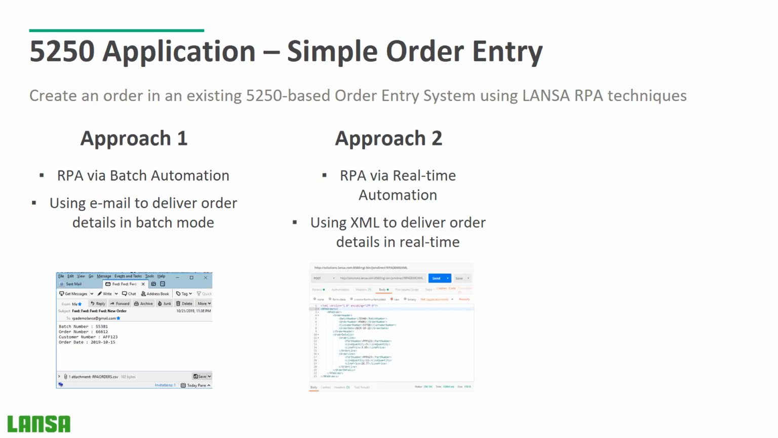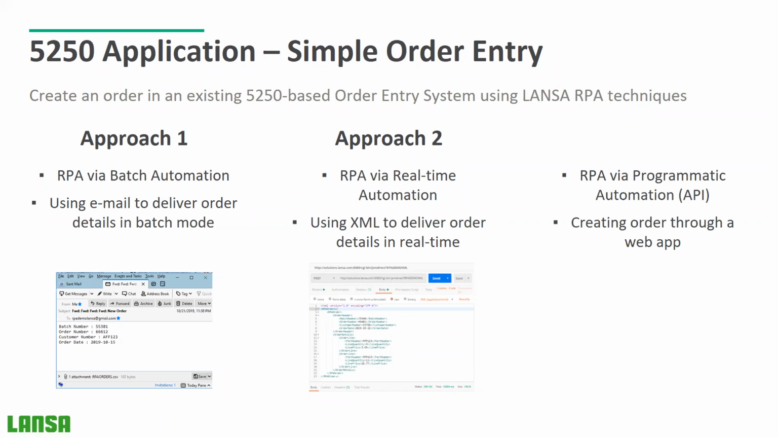And when that is sent to the LANSA technology, we'd read that XML file, start up the 5250 session through the robot, and it would then navigate through the screens, pulling the data off the XML or JSON, and then mapping that to the screen. So in approach 1, we're reading the email itself and doing the mapping. In approach 2, we're reading the XML and doing the mapping. And now we've got the third scenario.